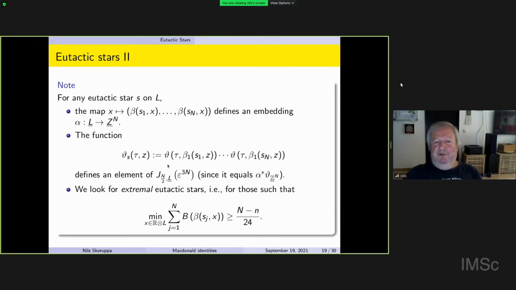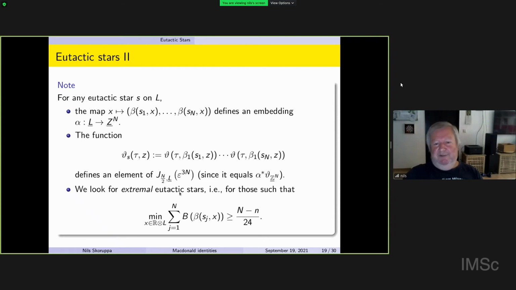And of course we want eutactic stars, right? So that this minimum that we saw there, I translate now all these things that we saw to eutactic stars, so that this minimum that you see here is greater or equal to capital N minus small n over 24, right? So something like that we look for, and if we have, for instance, something like that, then we can just get Jacobi forms of very small weight. So in this case, it would be singular weight.